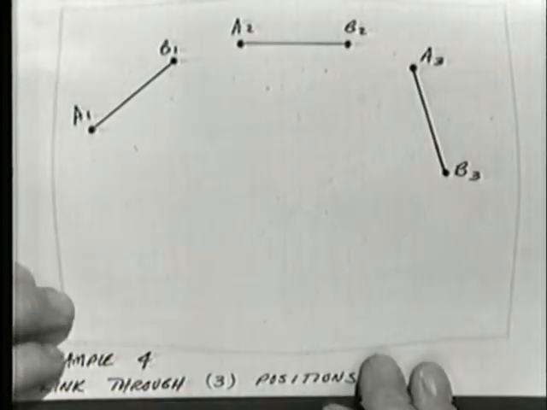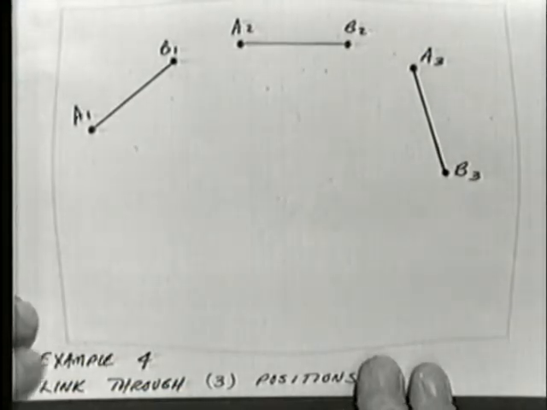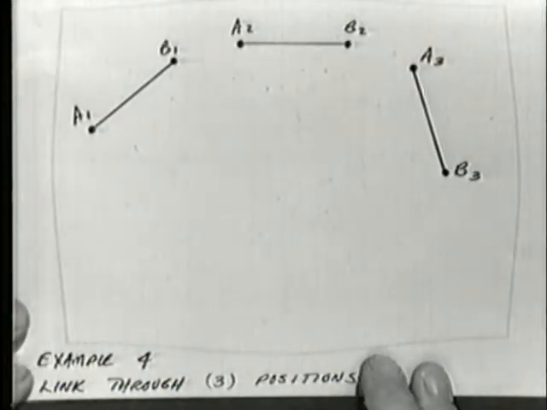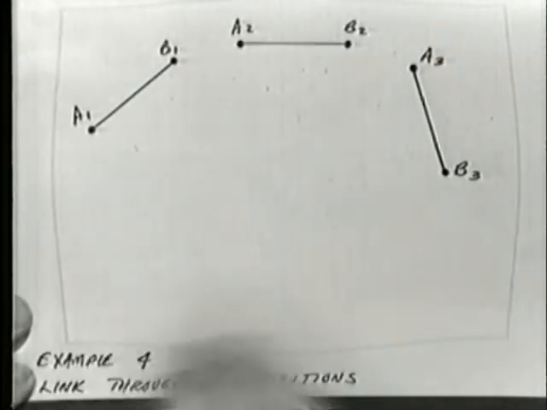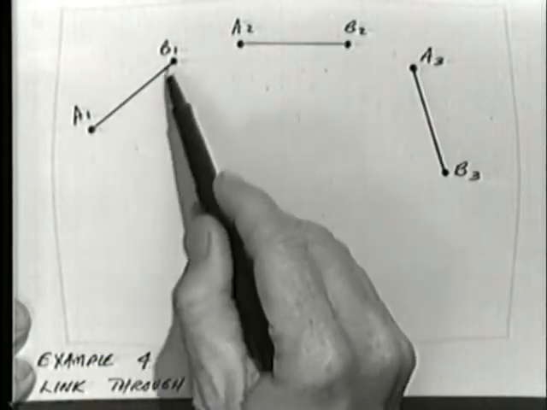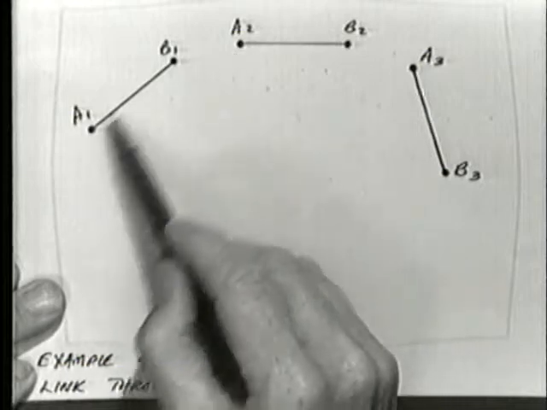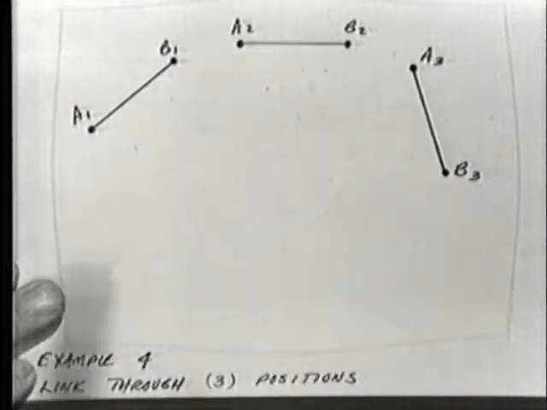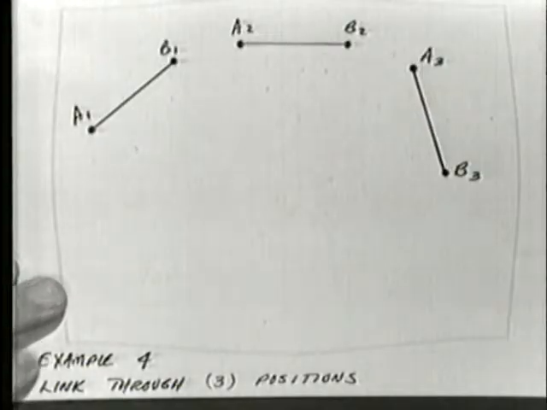I've chosen them here to try and keep the solution on this small sheet of paper, but I don't mean to imply that the relative positions of these are significant to the solution of the problem. I've labeled them A1, B1, and later that same line is in position A2, B2, and later that same line is in position A3, B3.